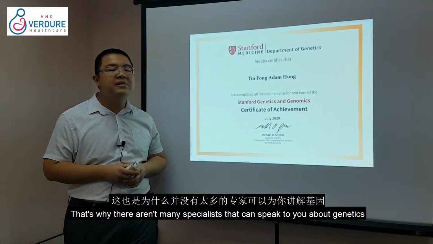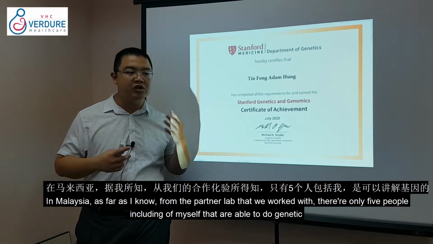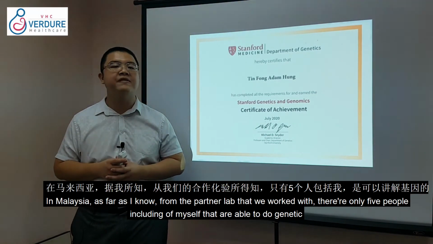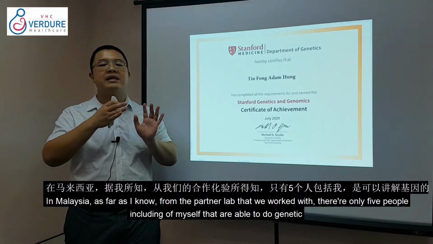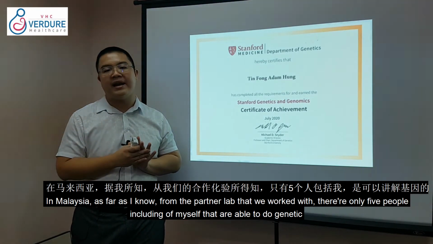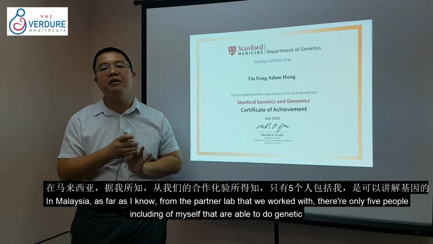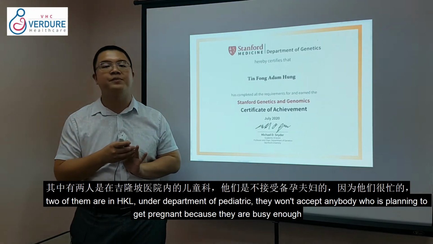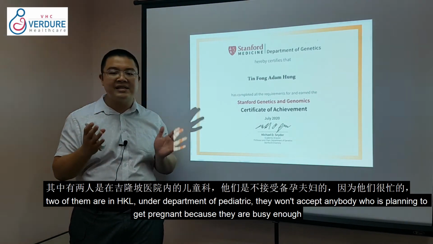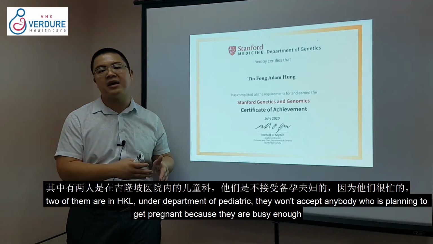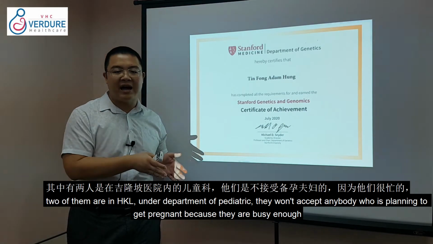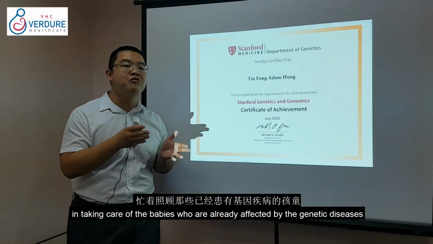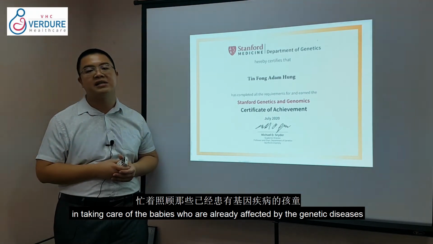All right. In Malaysia, as far as I know, according to the partner lab that we work with, there are only 5 people, including myself, that are able to do genetics. 2 of them are in HKL. They are under the Department of Pediatrics. They won't accept anybody who is planning to get pregnant because they are already busy enough taking care of the babies who are already affected by genetic diseases.